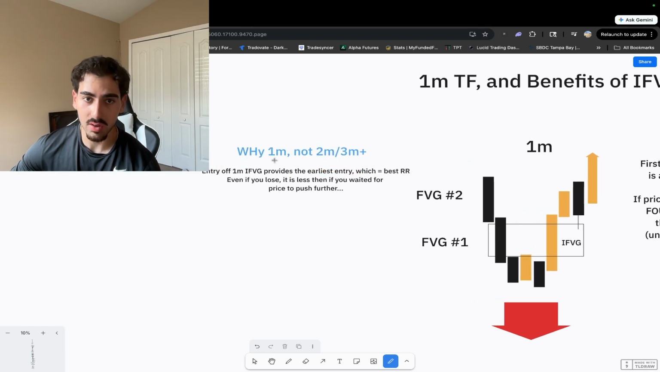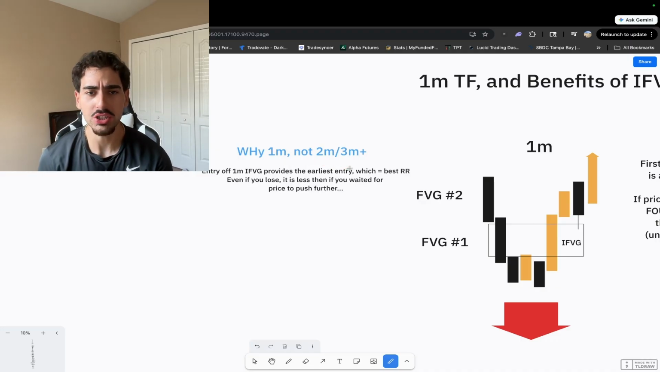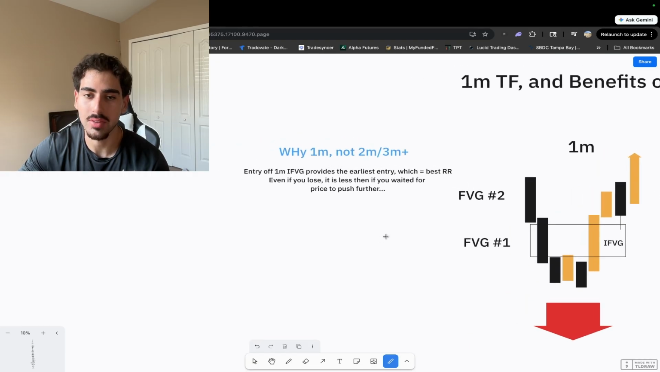So why 1 minute and not the 2 minute, 3 minute, or higher? Well, your entry off the 1 minute IFVG provides the earliest entry, which equals the best RR. So even if you lose this trade, it is less of a loss than if you would have waited for price to push further.